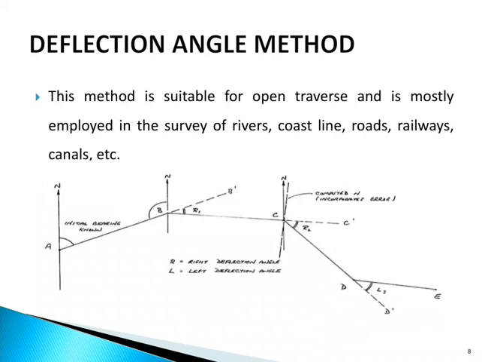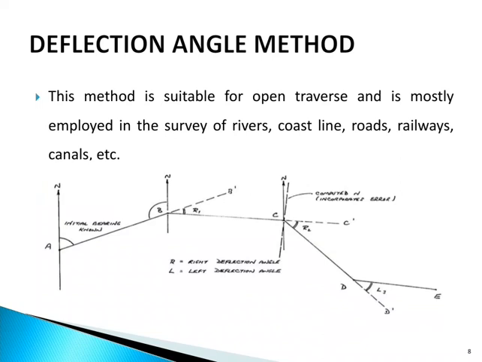Next is deflection angle method. This method is suitable for open traverse and is mostly employed in the survey of rivers, coastlines, roads, railways, canals, etc. You can see it in the image. The initial bearing is here at station A. Then after some deflection there will be station B. To check that deflection, station C and station D are there, and the observations are taken and right deflection angles and left deflection angles are measured. So these are the five methods which are important for your examination.